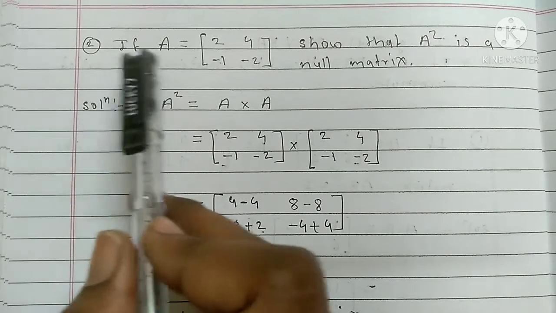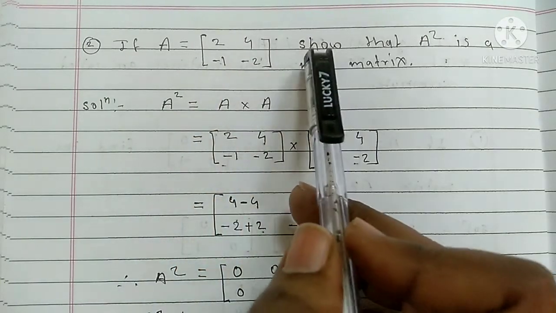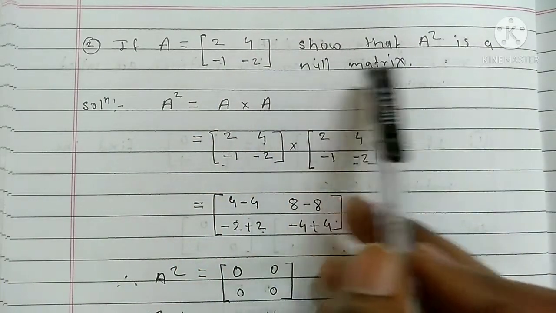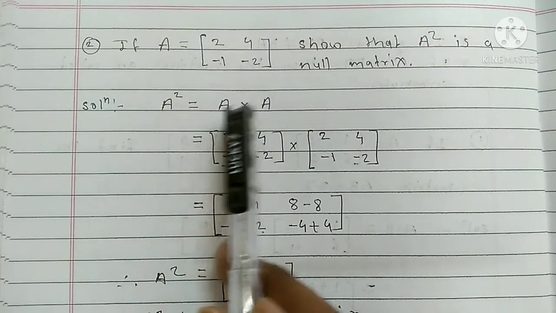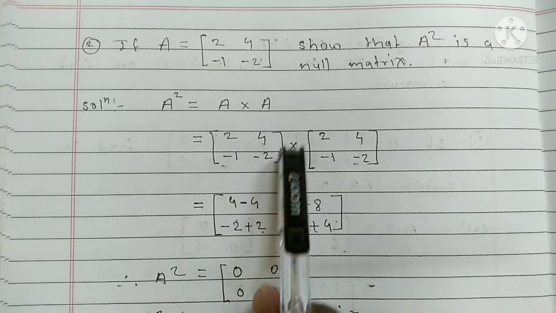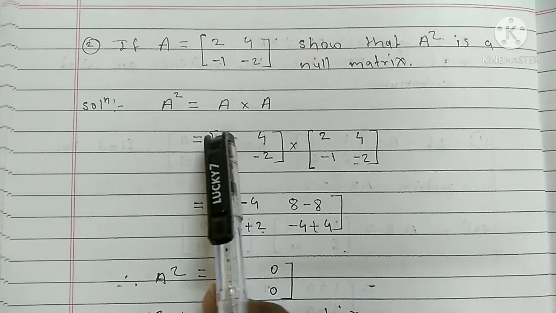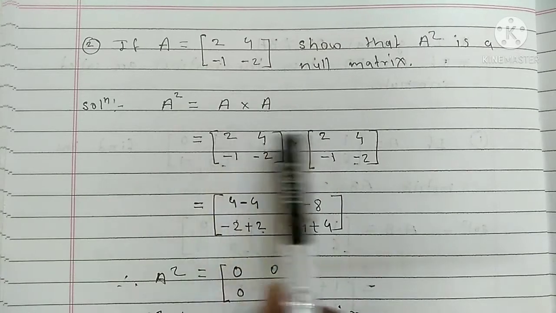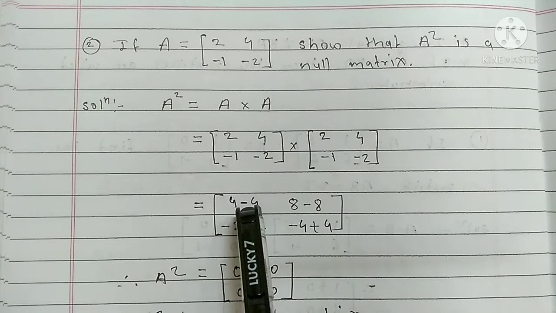Now, next is, if A is 2, 4, minus 1, minus 2, show that A square is a null matrix. So, we want A square. A square means A into A. So, this is matrix A into matrix A. So, first row, first column. So, 2 into 2, 4. 4 into minus 1 is minus 4.